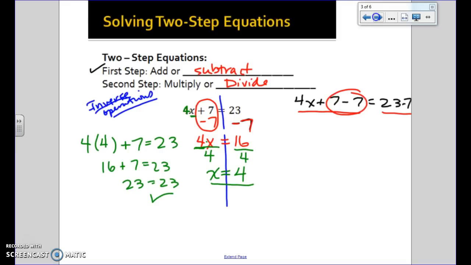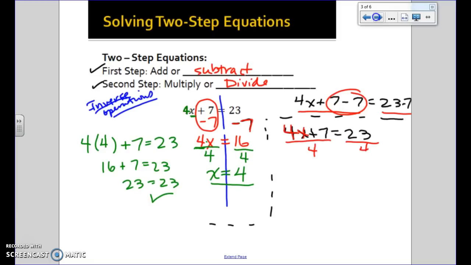Let's just pretend that we didn't know whether to add or subtract first, and then multiply or divide. Let's just pretend I divided first. So we'll start with the same thing, and this would be the incorrect way to do this. The problem with dividing both sides by 4, because this 4 is held together with multiplication, is that you don't just get to divide the part that you want, you have to divide the whole thing by 4.